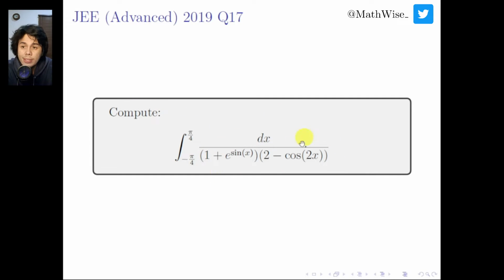We have to compute this definite integral from minus pi over 4 to pi over 4. The function is 1 over 1 plus e to the power of sine x, times 2 minus cosine 2x. We have to compute this definite integral. Now, let me tell you that I would rate this problem as not so difficult and not so easy either. So let us start to solve this.